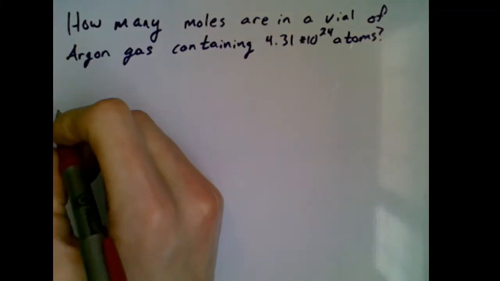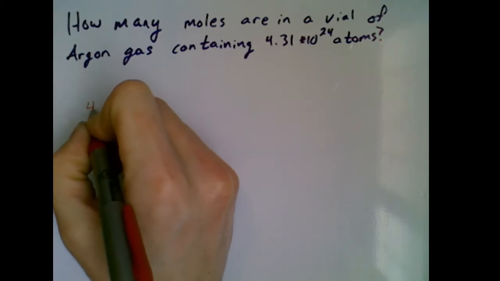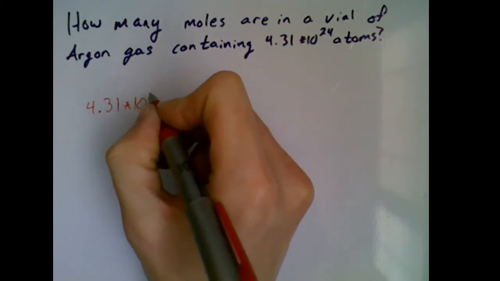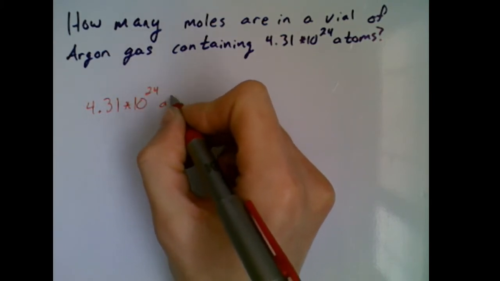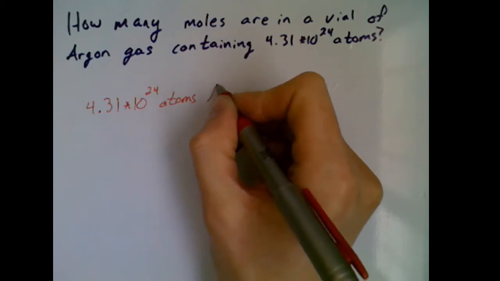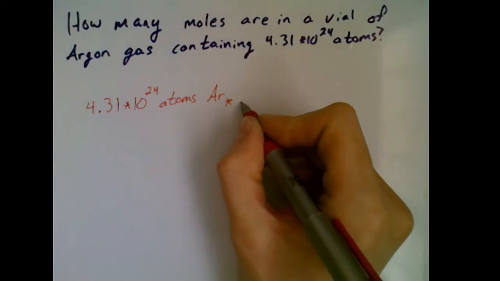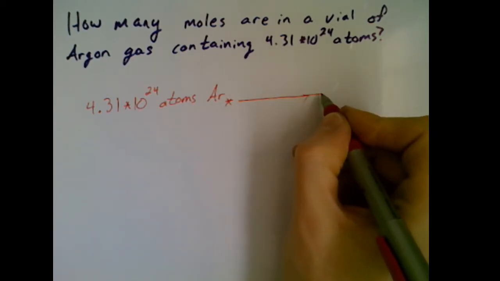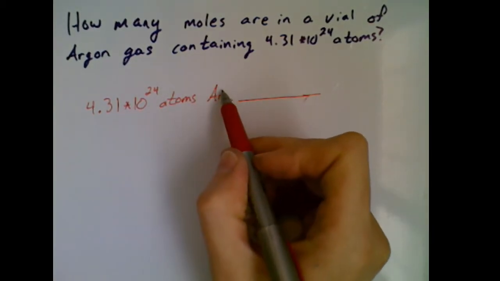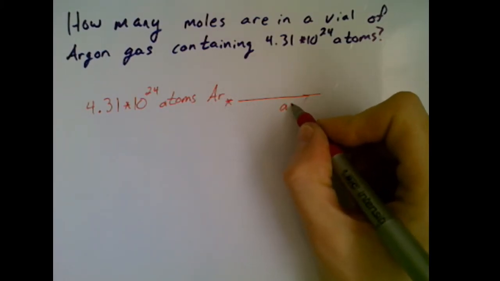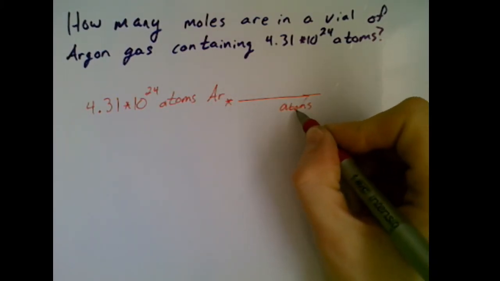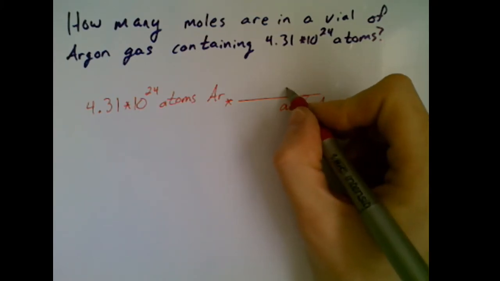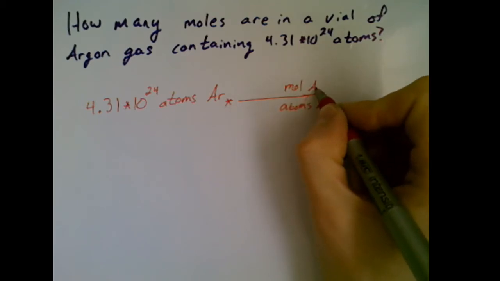So like always, start with what you know. So we have 4.31 times 10 to the 24 atoms of argon. And we want to convert this. And so we're going to do our conversion. And we want to get rid of atoms this time. So that means atoms goes on the opposite side of this line to cancel out. And so we want atoms of argon down there. We want moles of argon on the top.